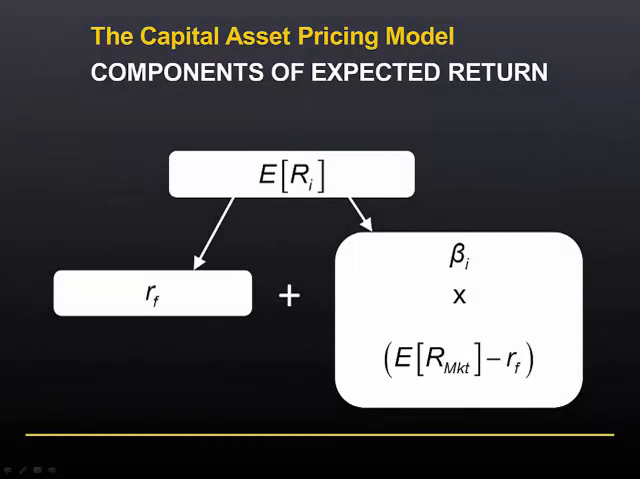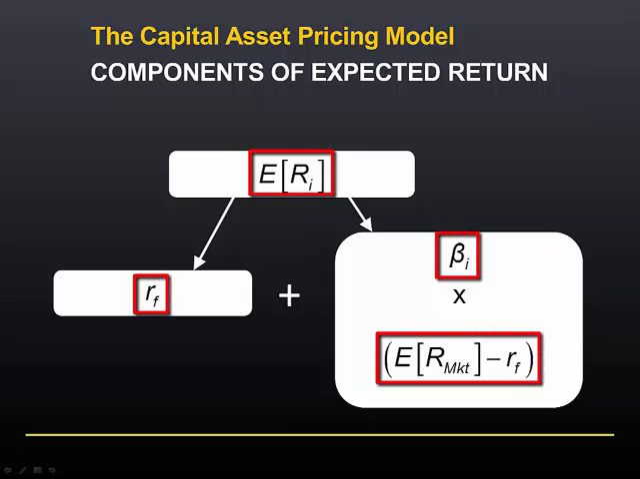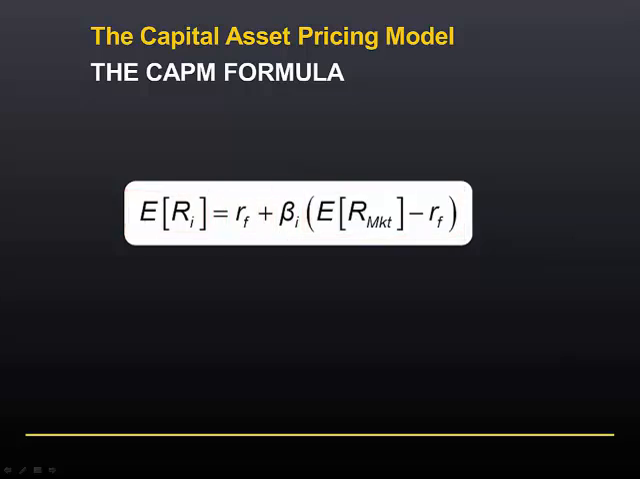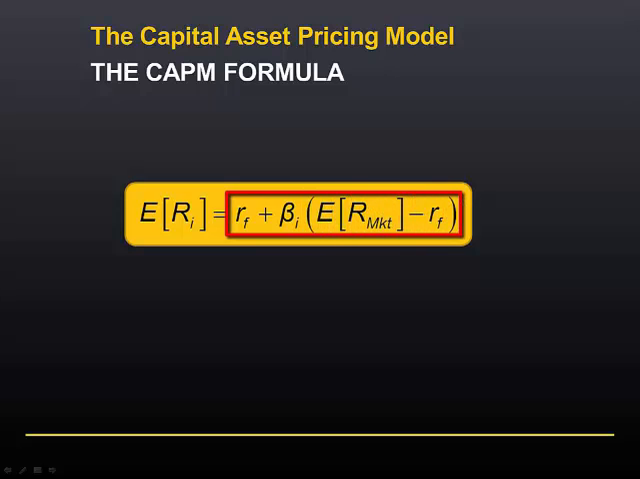We now have all the components we need to construct a formula for the expected return on a share. The expected return from share i is equal to the risk-free rate of return plus the share's beta times the expected return on the market minus the risk-free rate of return.